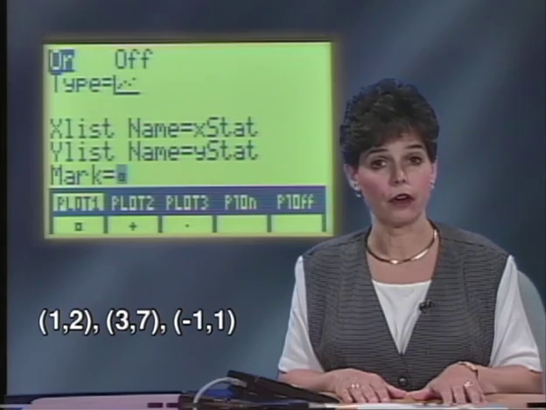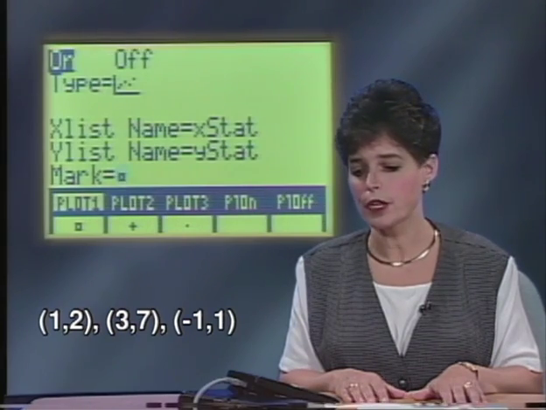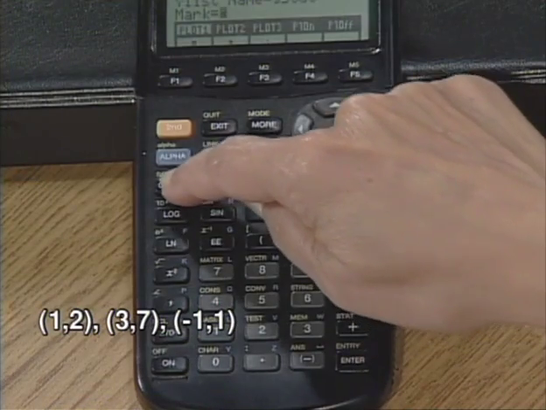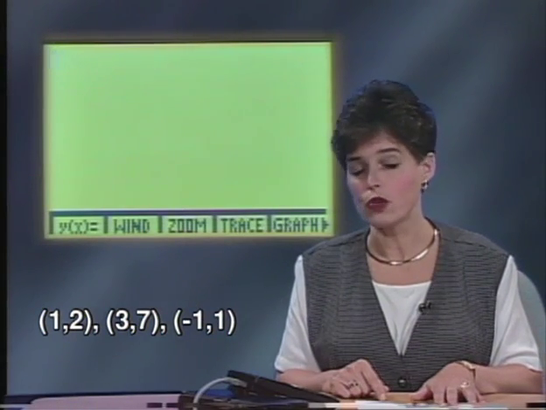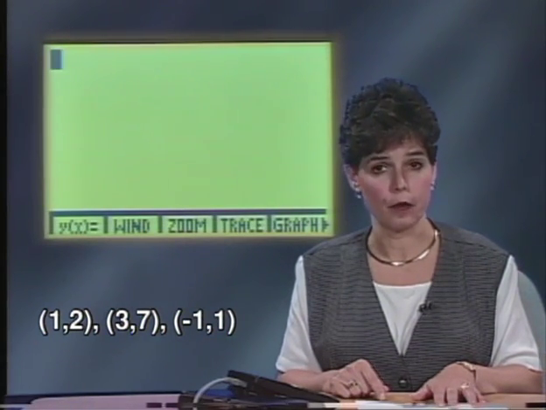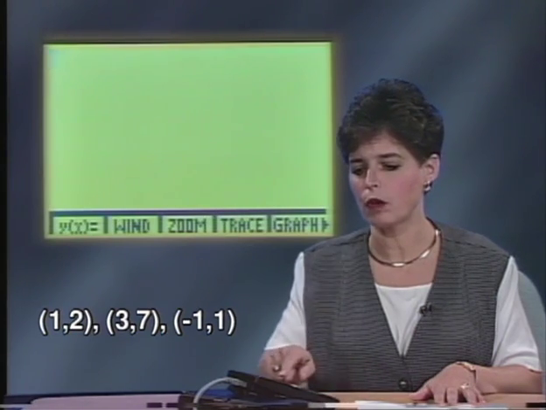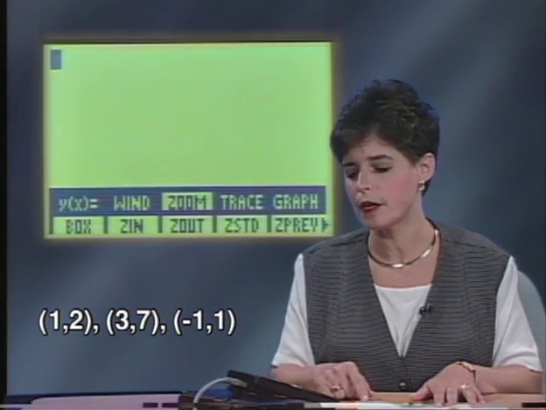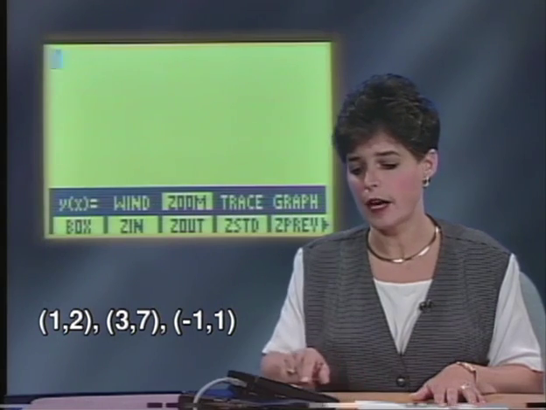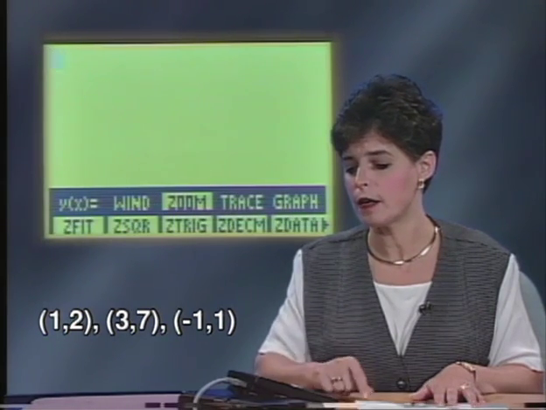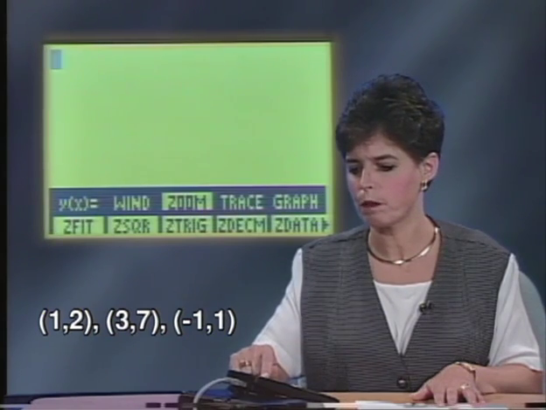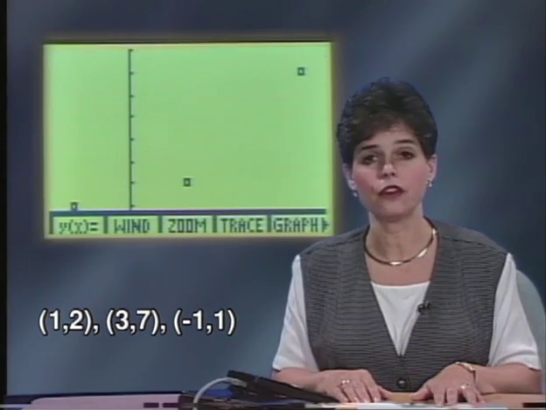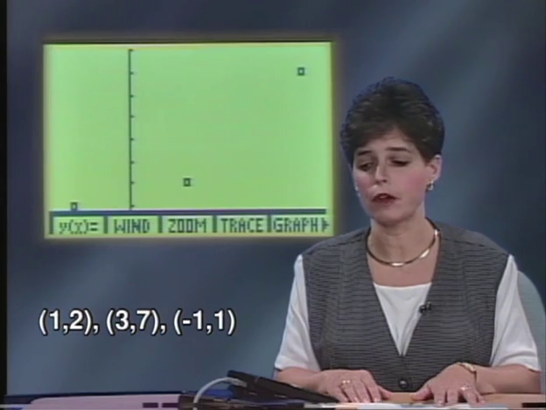Now in order to get a graph of these ordered pairs, I'm going to go to my graph menu, and I will do zoom ZData. Remember that I mentioned that a few moments ago. Let's go to zoom with F3. I don't see ZData, so I will use the more key, and ZData is over there up above the F5. There I see my 3 ordered pairs. They have been graphed.